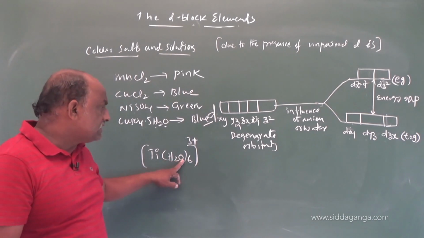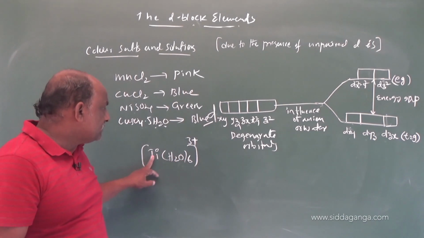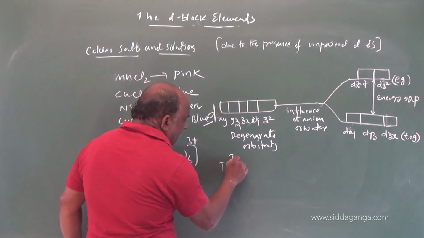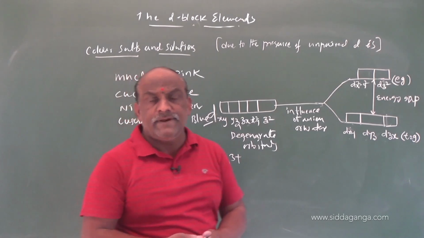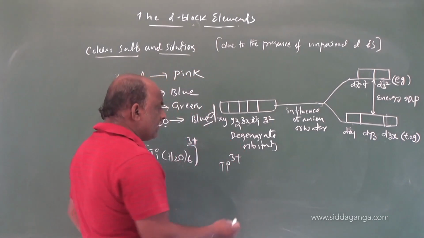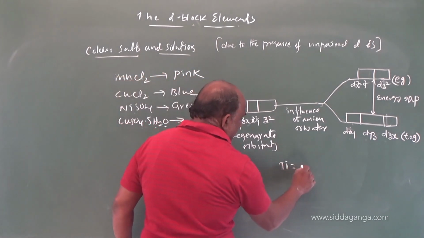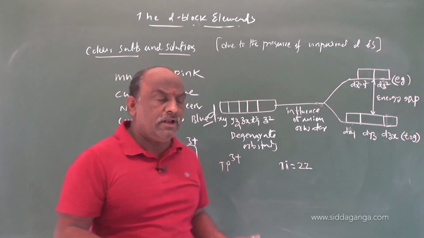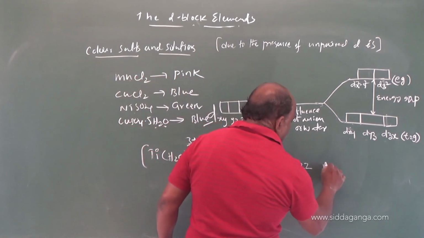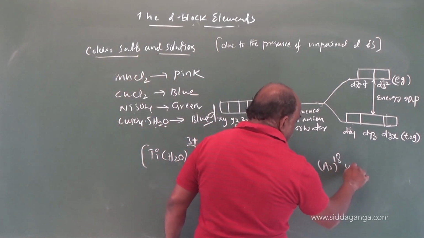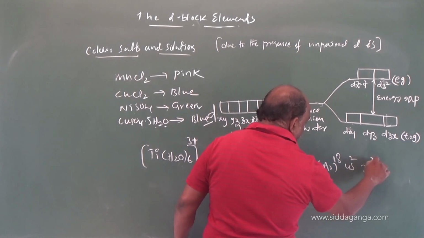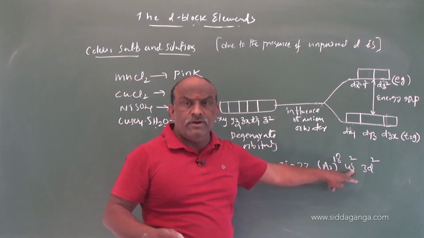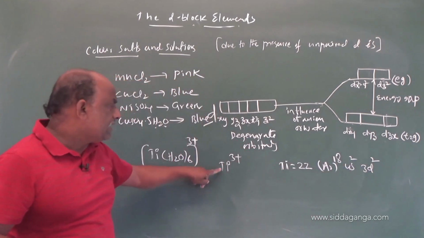What is the oxidation state of the metal? The metal oxidation state is 3 plus. So here it is titanium 3 plus. What is titanium? Atomic number 22. Electronic configuration: argon 18, 4s2, 3d2. That is the titanium configuration. So here it is titanium 3 plus.